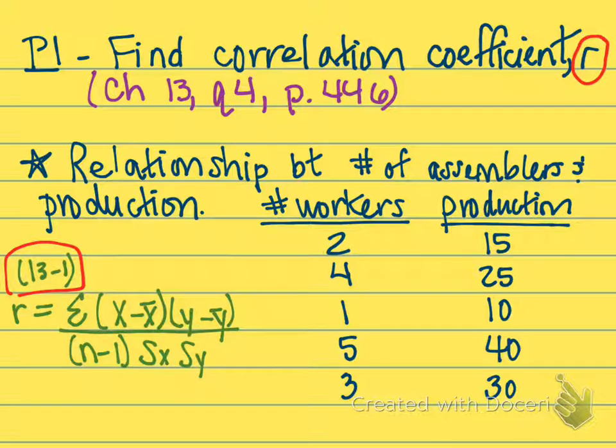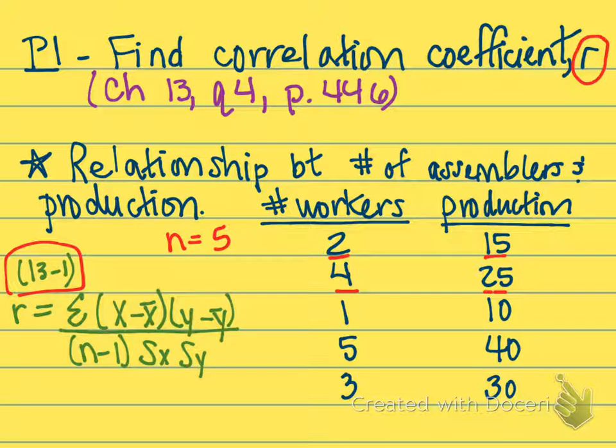So for this particular question, we're looking at the relationship between the number of assemblers that are told to work for an hour and the amount of product that they're able to produce. And so this chart is just a sampling of 5. So in this case, our n equals 5. For the first sample that was taken, we had 2 employees working, and they were able to produce 15. Notice when we increased the number of workers to 4, production for an hour went up to 25. And then you can see the rest: 1 is 10, 5 is 43, 3 is 30.